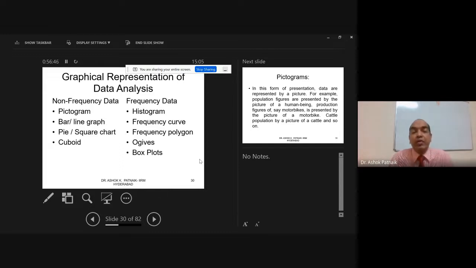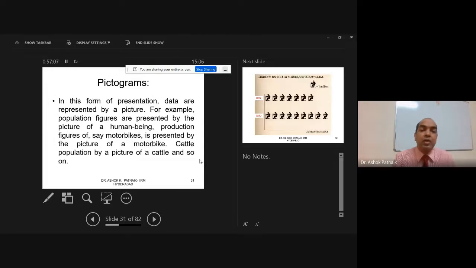For non-frequency data, you have pictograms, bar, line graph, pie, square chart, or qubit. And for frequency data, you use histogram, frequency curve, frequency polygon, ogives, and box plot. Generally, these are used by the researcher to showcase their data analysis or to present their data.